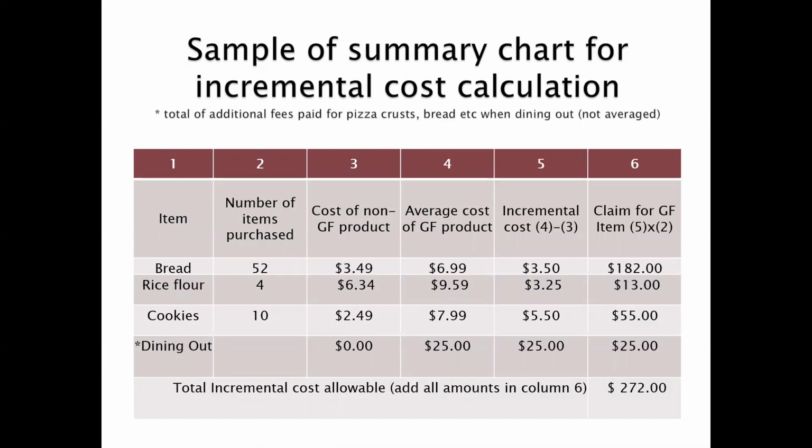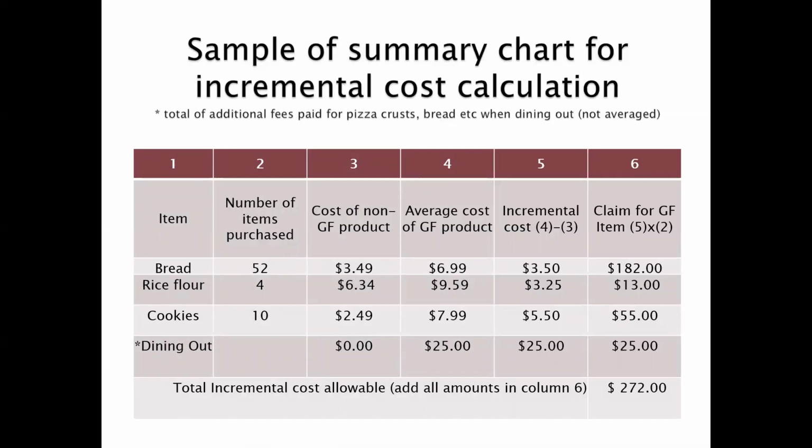purchased in a year. And then the sum of column 6 is the total amount of the incremental cost of the gluten-free item, that's the grand total of all the item groups.